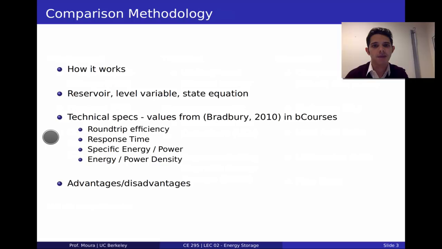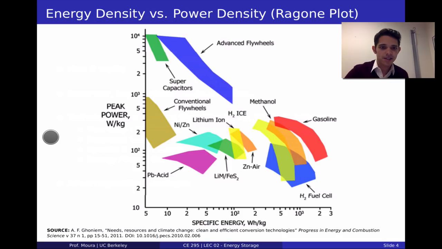Most of these come from an article by Bradbury, which is in B courses under files. So you can refer to that reference to get most of the numbers for these energy storage technologies. Then we're going to talk about just some general advantages and disadvantages. Let me be clear here. We're talking in general, kind of hand-wavy terms about what are the advantages and disadvantages. This is just to help with discussion and intuition. So with that, let's dive right in.